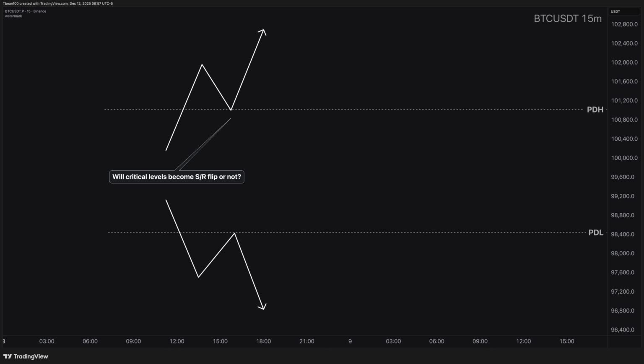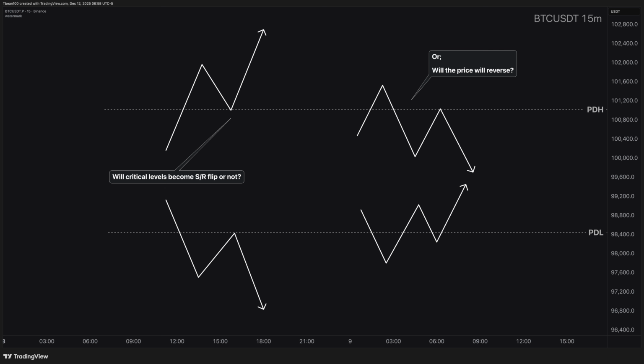Will this price level be broken with a strong momentum and then turn into a support and resistance flip area, like in these examples? Or will these levels act as critical points that signal a possible reversal instead? So, what clues and tips can we use to better understand what the price is telling us?